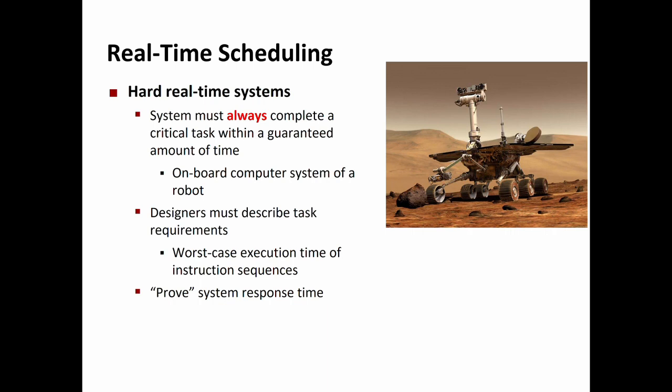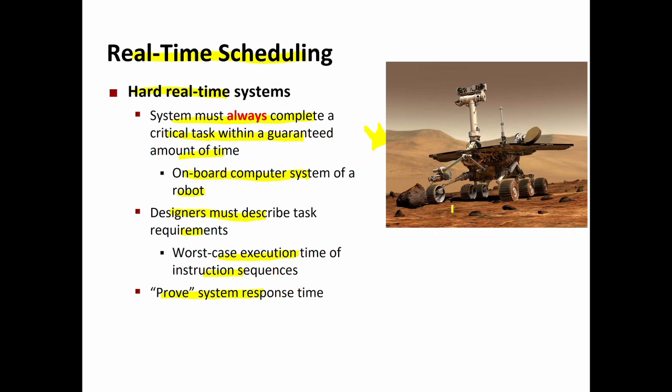And we have real-time scheduling, especially in physical systems like the Mars rover that you send somewhere, or any robots that we work with. They are hard real-time systems, meaning that the operating system must always complete a critical task within a guaranteed amount of time. If you think about the computer system on board a robot, this is the case. The designers describe these requirements, the worst-case execution time of instruction sequences, and you prove the system response time.